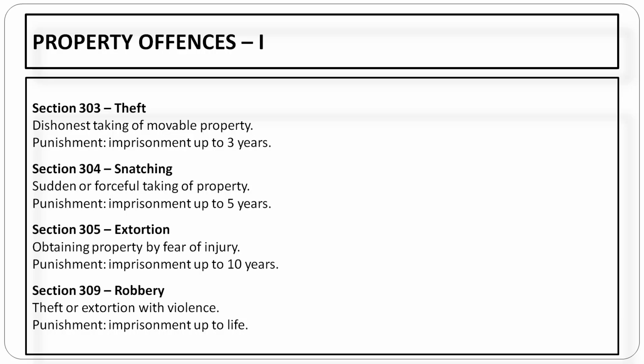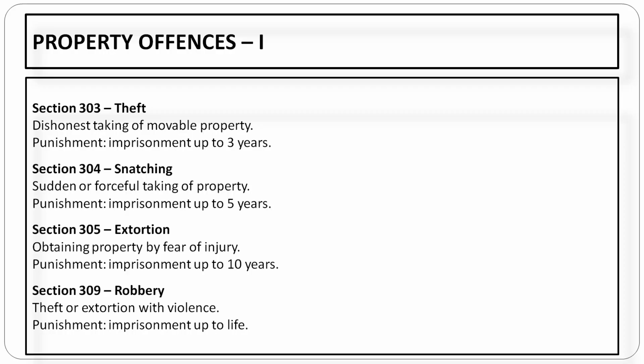The next one is section 305. It deals with extortion. It applies when a person obtains property by putting another person in fear of injury. The fear may be related to body, property, or reputation. The property is given because of fear and not because of consent. The law treats such acts as serious offences, and the punishment can be imprisonment up to 10 years.